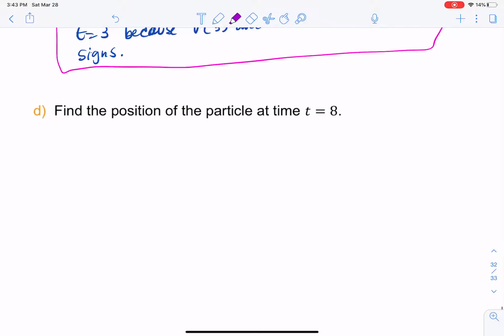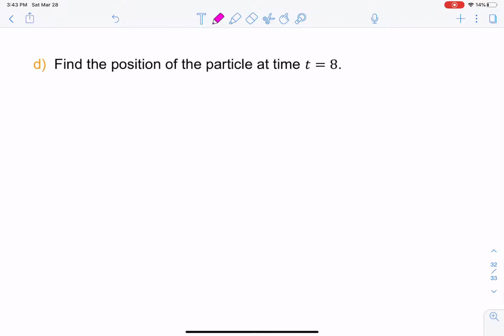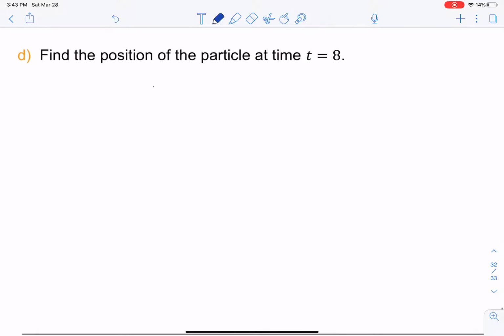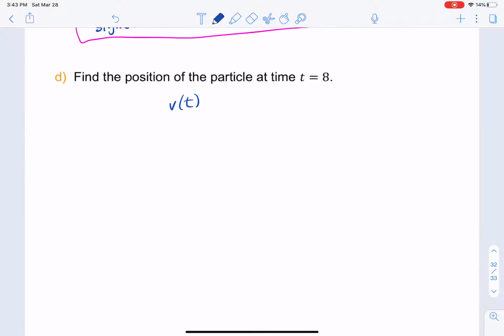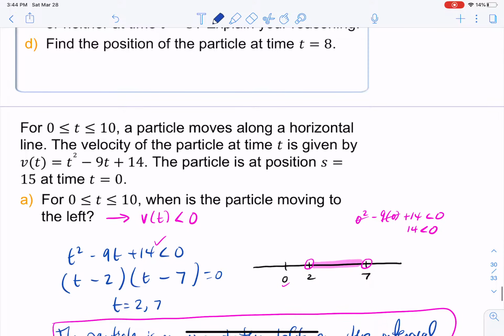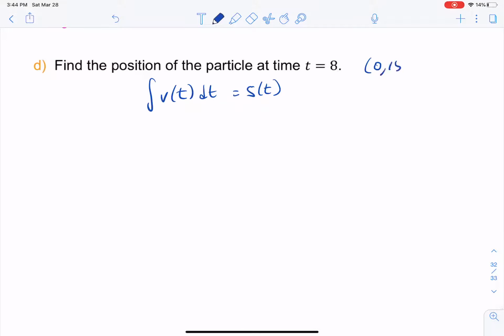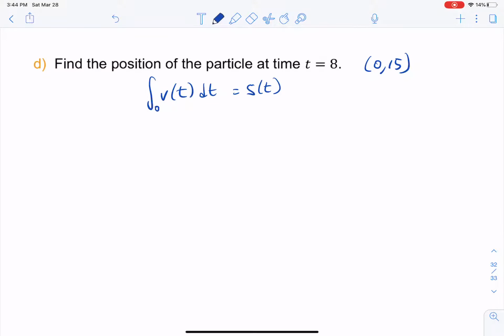Here's the last one. Find the position of the particle at time t equals 8. So I'm given the velocity function, right? In order to get the position function from the velocity function, we need to take its antiderivative, and then I'm going to get my position function. And then I need to do this over some sort of time interval. I need an initial condition, so I need to scroll back here and see what it was. It was 0, 15. So I'm going to go from 0 to x.